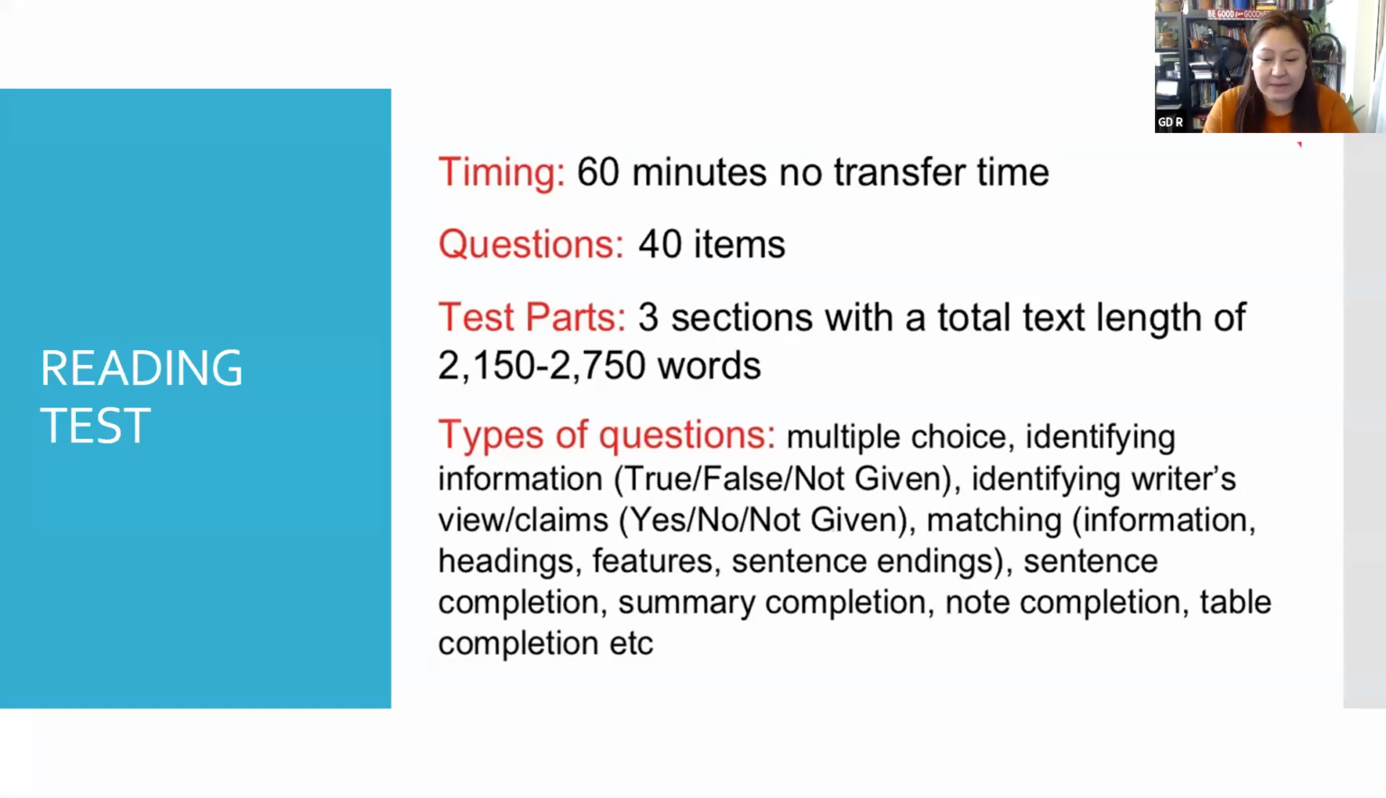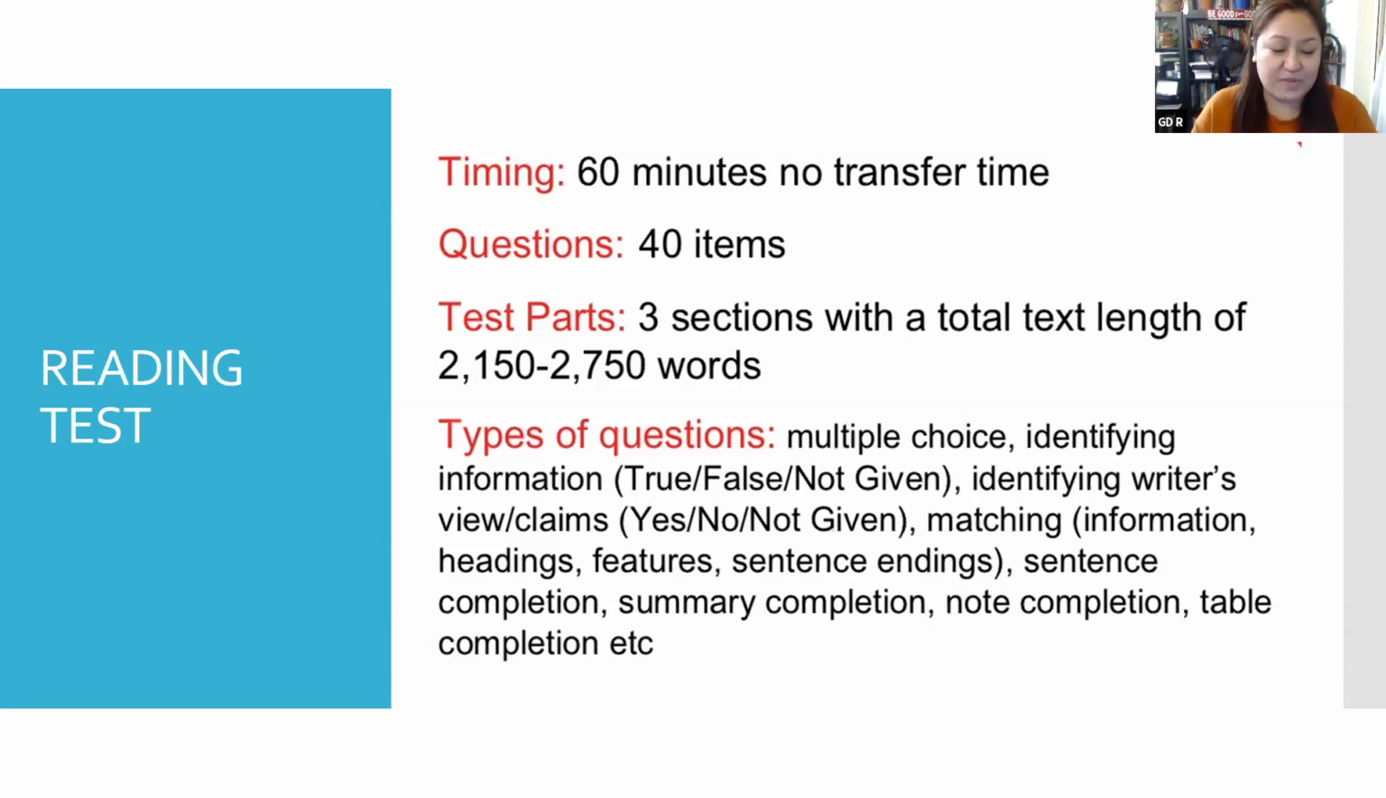So again, the other types of questions would be matching information, headings, features, or sentence endings. So it's like you get to match, so for this paragraph, what would be the best title, something like that. Anyway, as in our previous discussions, I would give you examples of the types of questions that you get to encounter when you do the reading exam. So other types of questions would be sentence completion.